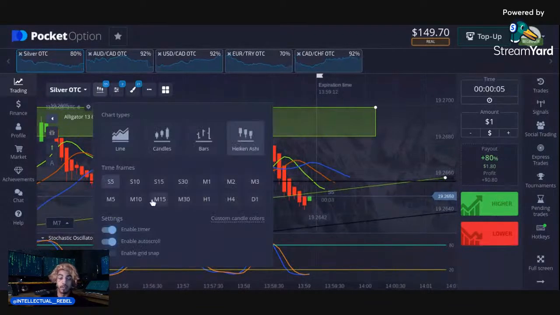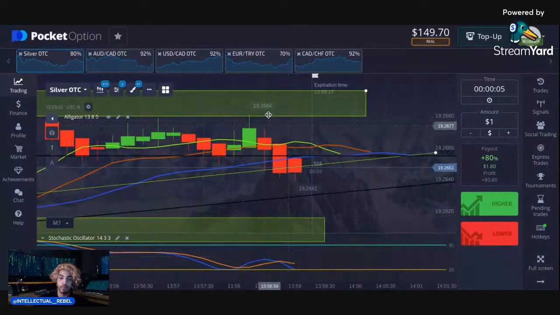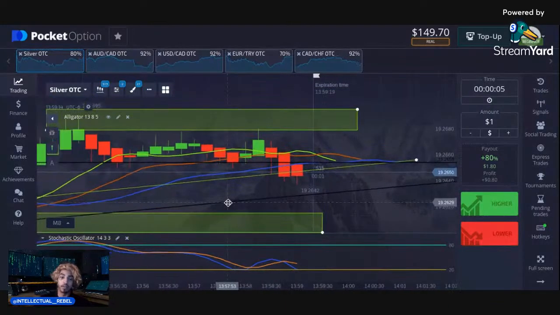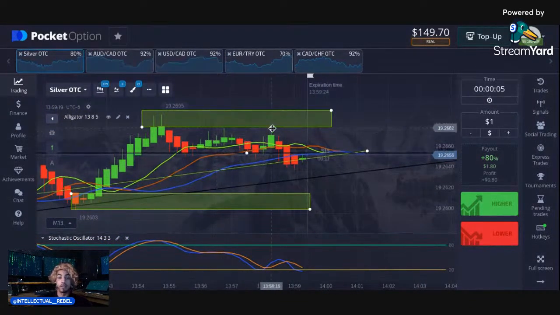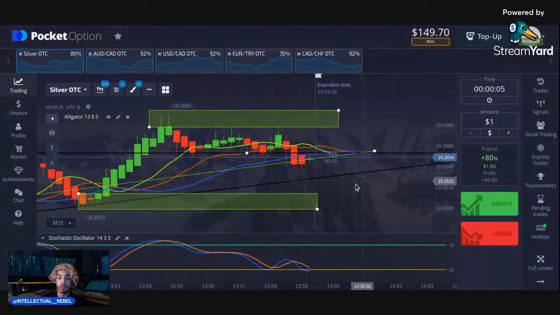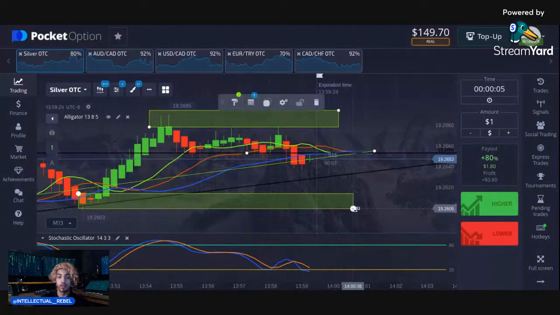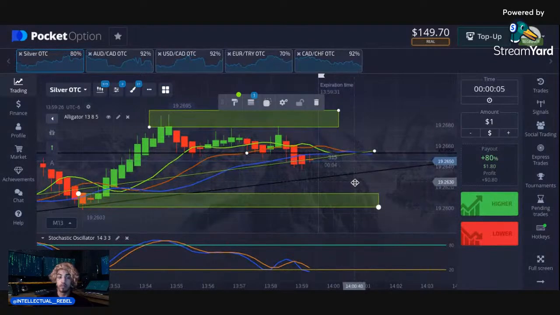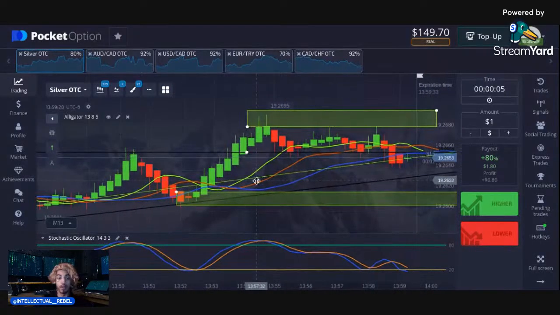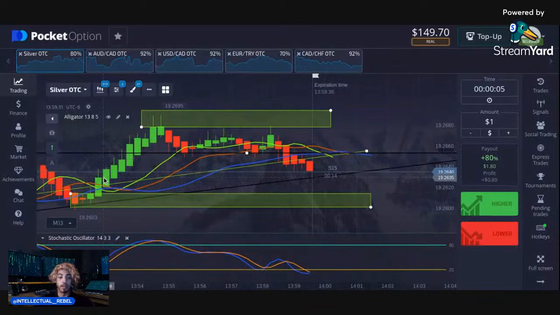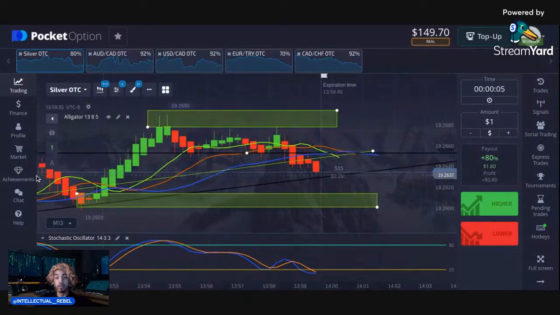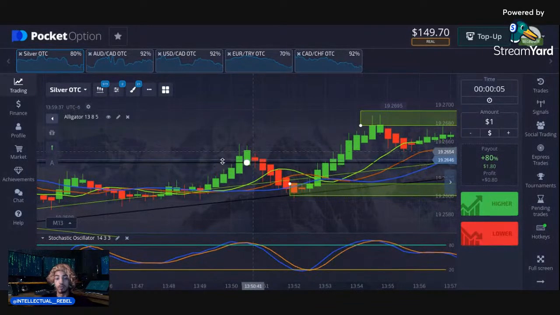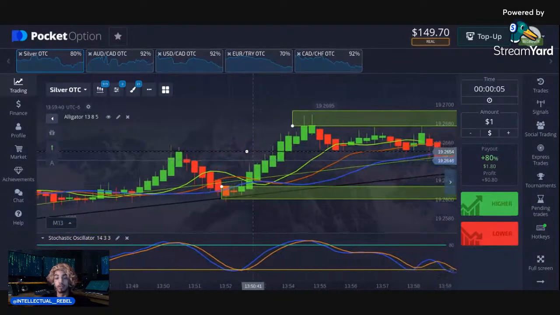Because it just wanted to test that support line. Now, 50 seconds. It touched that support. The reason why I said that was a support level is because of this. It made a high, a low, a higher high, a low. So this supports a bullish trend.